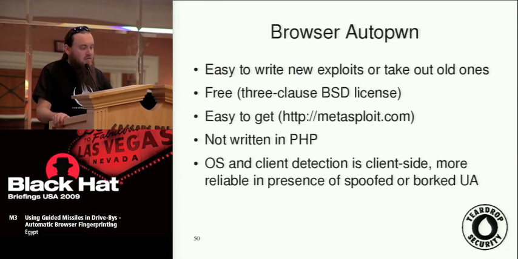In contrast, browser autopwn is really easy to write new exploits for. It's easy to take out old ones. There's a little variable you set called exclude, and it'll take out all of those exploits and not run them. So if you don't want to run something that you've found to be unreliable, then just don't run it. It's easy.